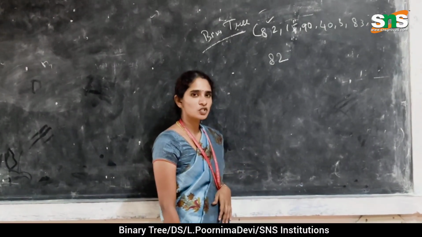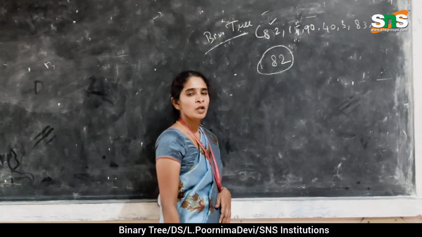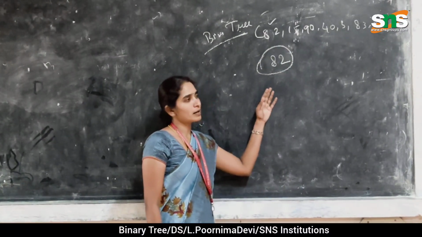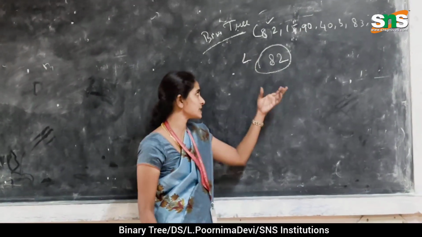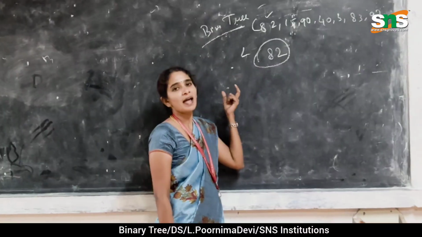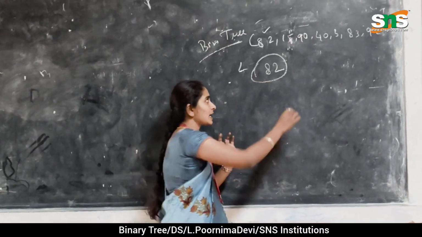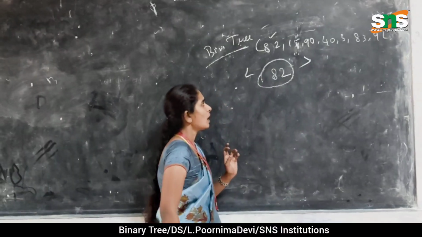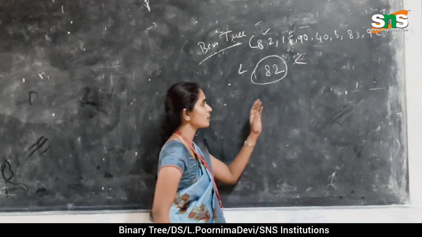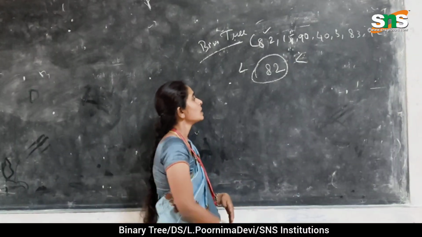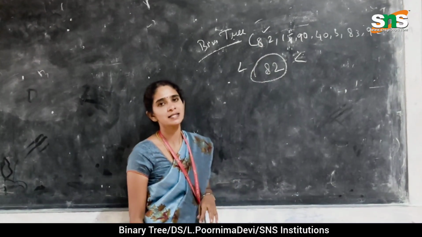The binary search tree rule is: if I pick x as the root node element, then the left child nodes will have values less than x, and the values greater than x have to be occupied on the right side. So here x is 82. Values less than 82 go on the left side, and greater values go on the right side. I pick 82 as the root element.